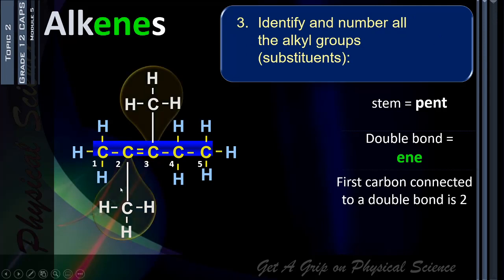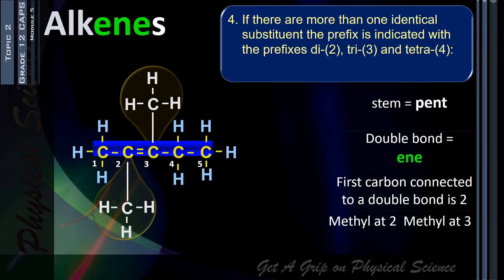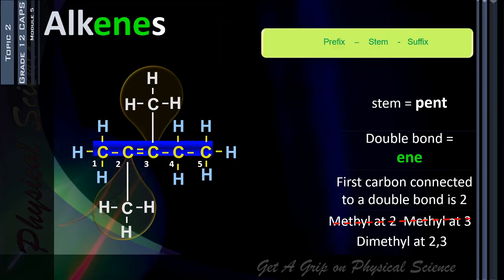So we have 2 alkyl groups and both of them are methyls. So we have a methyl at carbon number 2 and we have a methyl at carbon number 3. And then rule 4 still applies. If there are more than one identical substituent, we still use the prefixes di, tri, or tetra. So in this case, we have 2 methyls at 2 and 3, then the name is dimethyl at 2 and 3. Now we are ready to write down the name of this molecule.